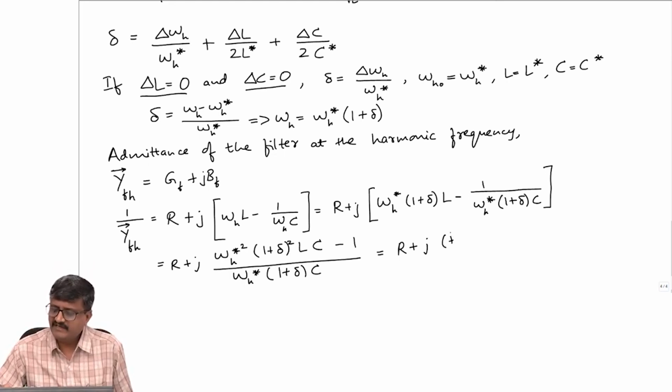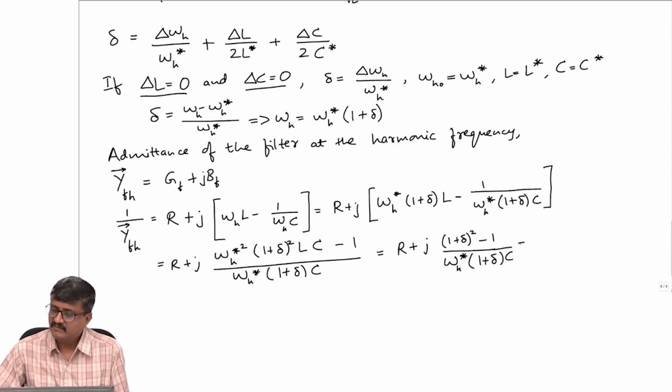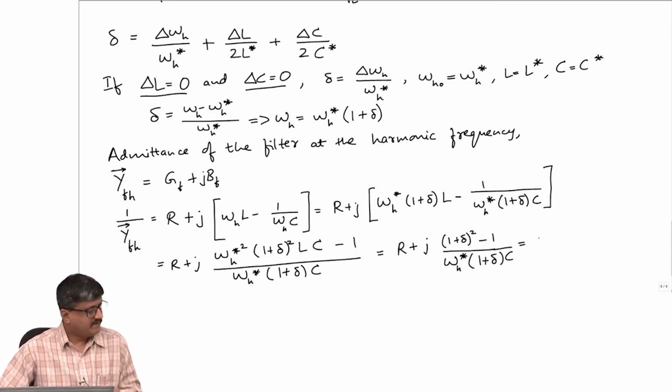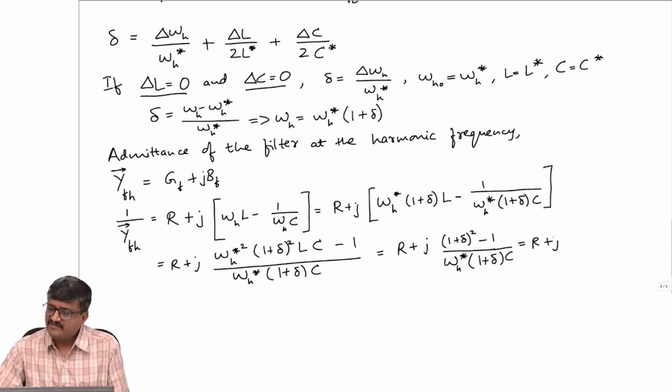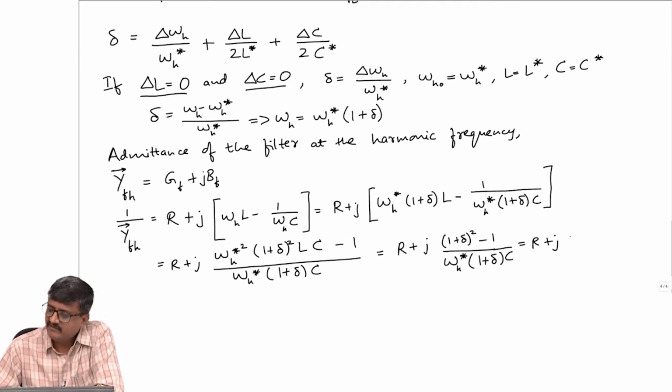1 plus delta whole square minus 1 divided by omega H star 1 plus delta C. Okay. So, this can be written as R plus J. So, if I expand 1 plus delta whole square, I get delta into 2 plus delta divided by omega H star.